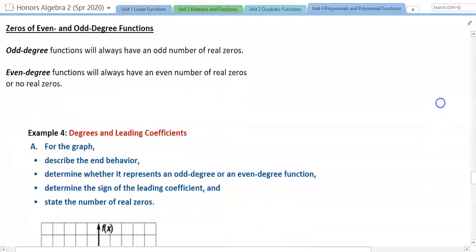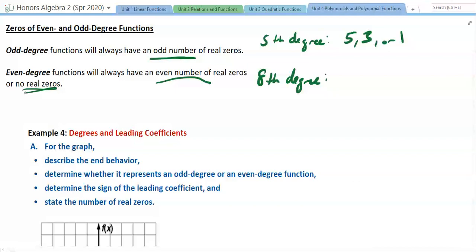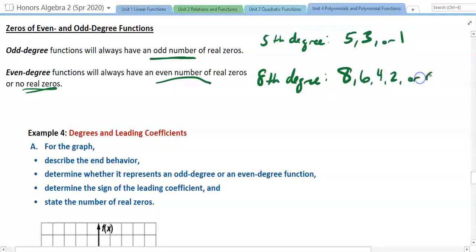Okay? So let's talk about the zeros of odd and even degreed functions. Odd degree functions will always have an odd number of real zeros. So for example, if I have a fifth degree function, then the number of zeros it can have is either 5 real zeros, 3 real zeros, or 1 real zero. And the same holds true for even degree functions. So let's say I have an 8th degree function, right? Well, how many zeros could it have? It's an even number of zeros or no zeros at all. We're talking about real zeros here, not imaginary or complex roots. So an 8th degree function could have 8 real zeros, or it could have 6, or 4, or 2, or it could have no real zeros. And again, we're going to look at the graphs here in a minute to see why this is.